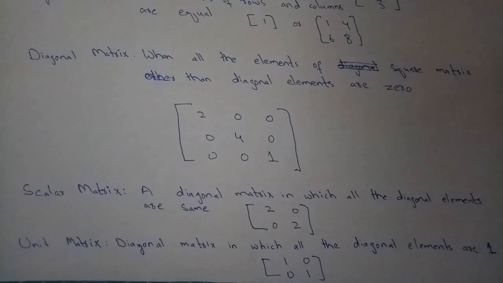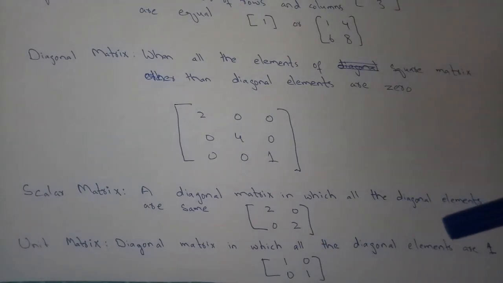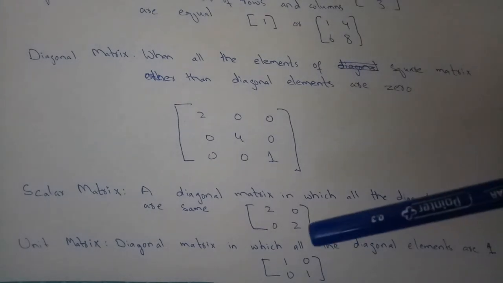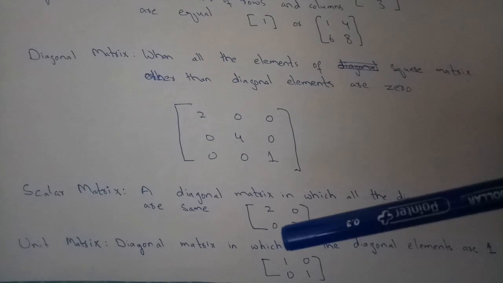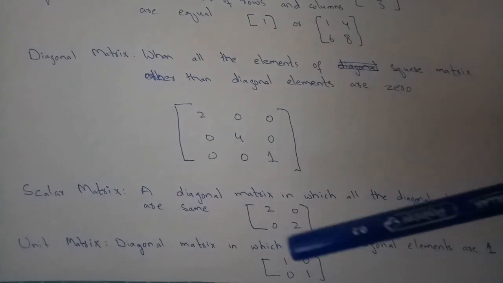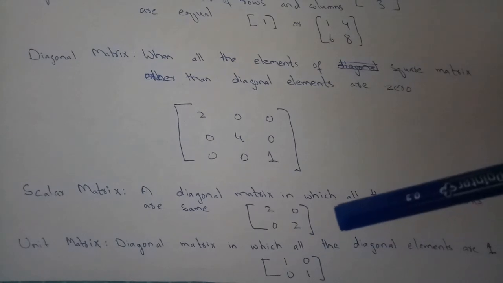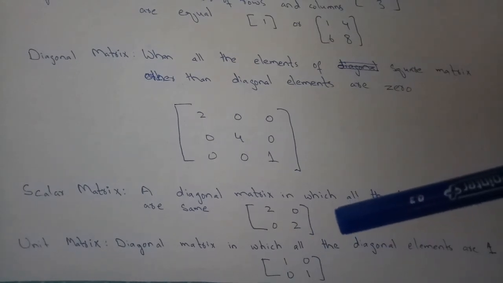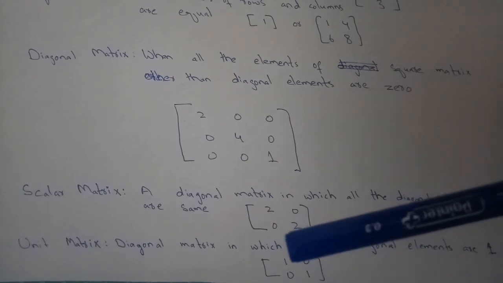Now the unit matrix: the diagonal matrix in which all the diagonal elements are 1. Here you can see the diagonal elements are the same as well as 1, 1, 1. So it is the unit matrix. We can also call it a scalar matrix because the diagonal elements are the same as well as 1.